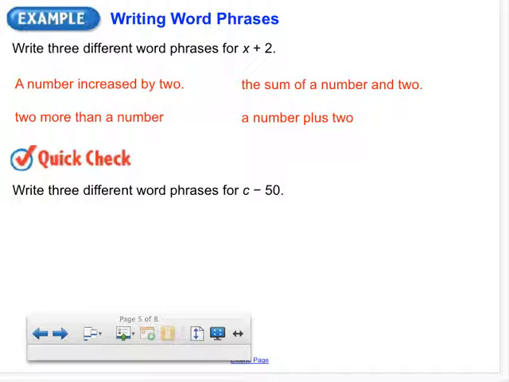Okay. Let's go over this next problem. Write 3 different word phrases for c minus 50. Now, there's more than what I'm showing up here. I'm just trying to give you some common ones.